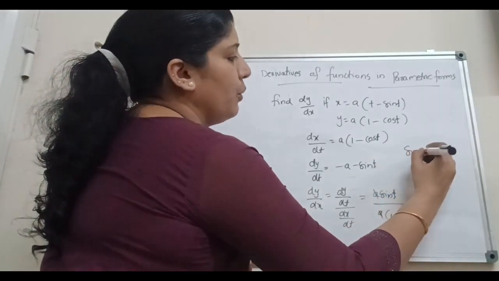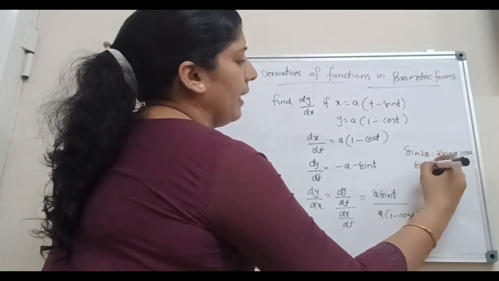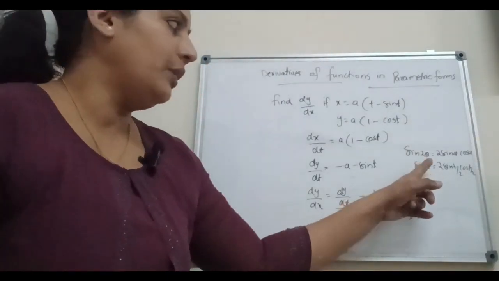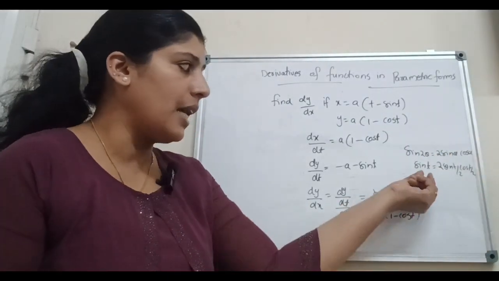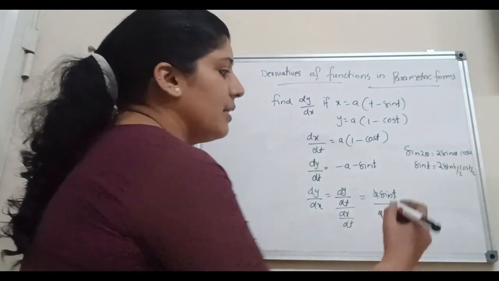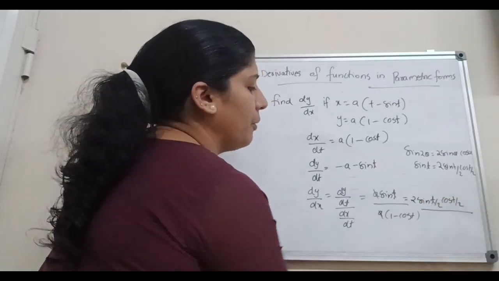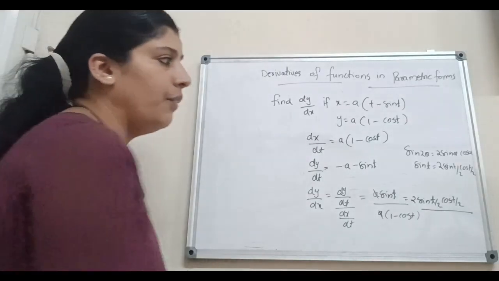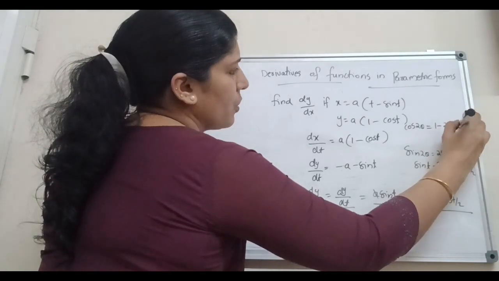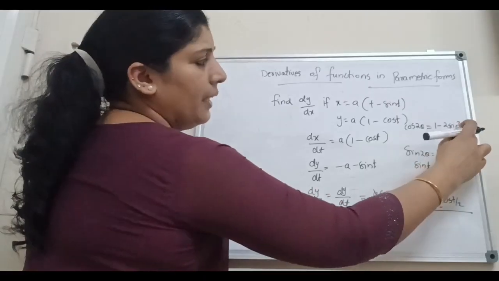We know that sin 2 theta is equal to 2 sin theta cos theta. Therefore sin t can be written as 2 sin t by 2 cos t by 2. Then replace sin t with 2 sin t by 2 cos t by 2, divided by 1 minus cos t. We know that cos 2 theta is equal to 1 minus 2 sin square theta.